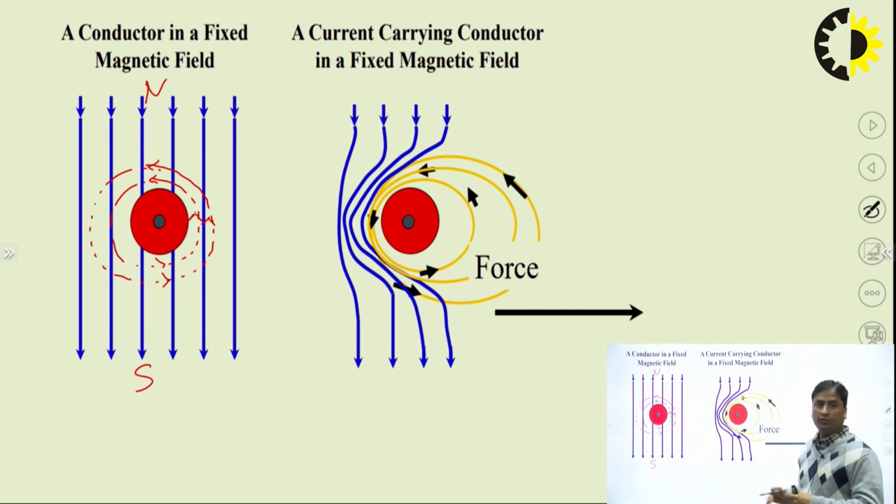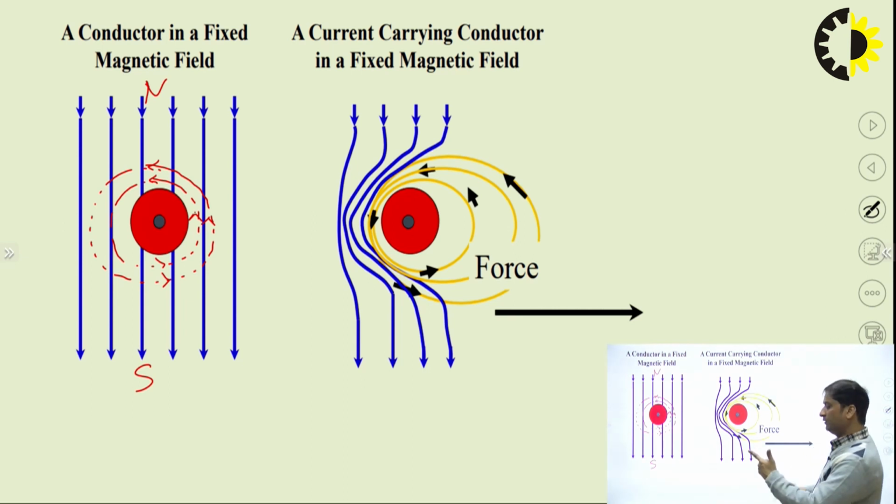So always the force will act from strong to less. So this side where there is a strong field, it is like a rubber being stretched. When the rubber is stretched, it will push the conductor in this direction. So the force will act in this direction, which we can determine using the left hand rule of the thumb.